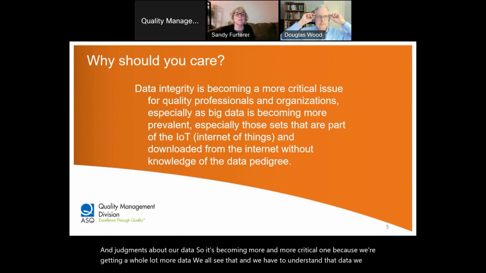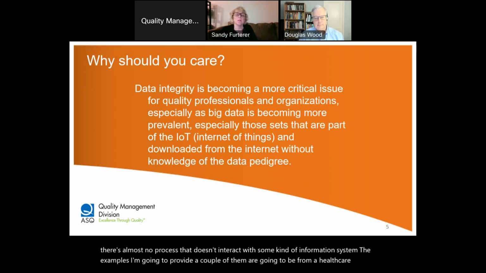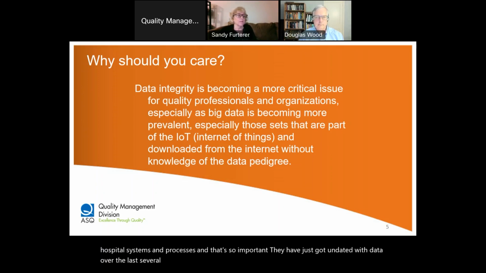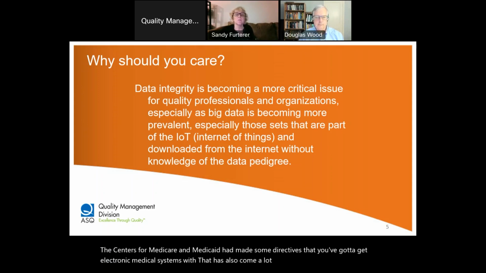There's almost no process that doesn't interact with some kind of information system. The examples I'm going to provide, a couple of them are going to be from healthcare systems, hospital systems and processes. And that's so important. They have just got inundated with data over the last several years. The Centers for Medicare and Medicaid had made some directives that you've got to get electronic medical systems. With that has also come a lot of business process management systems, a lot of transaction-based systems about their patients. So they've got lots of different systems interacting to connect to each other.